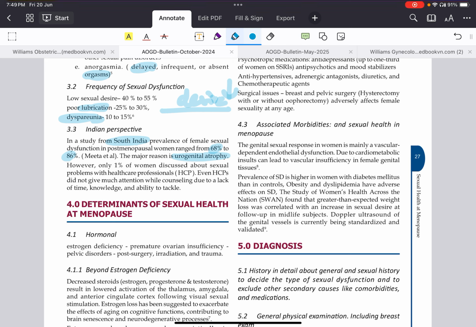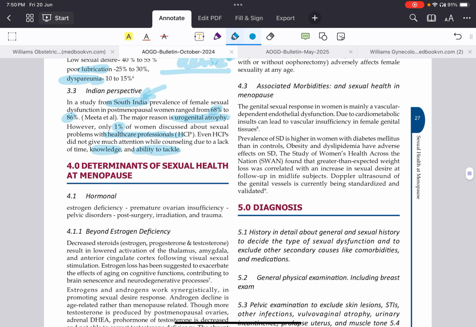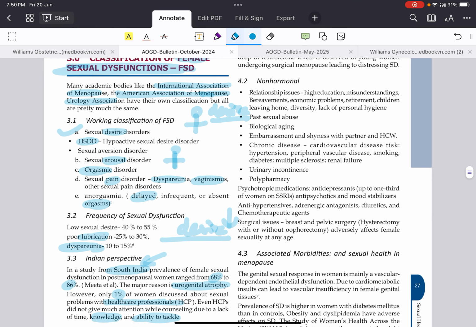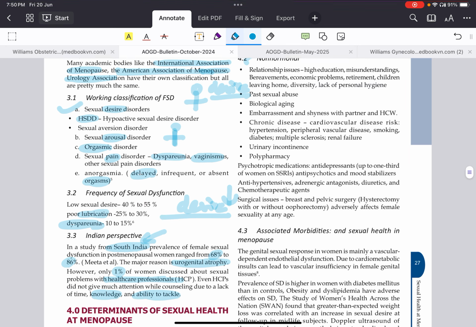In this study, they found out that they are opening up to the healthcare profession, because most of the people won't open up to the healthcare profession. That's the thing, because there is no time, there is no knowledge, and there is no ability to tackle the situation. Okay, because of estrogen deficiency this is causing it, and a relationship non-hormonal cause is also there.